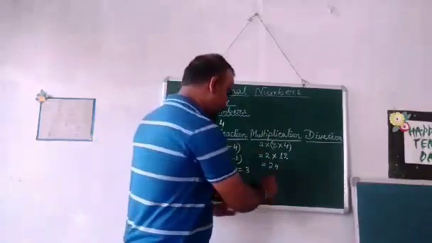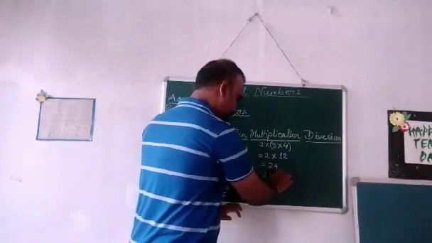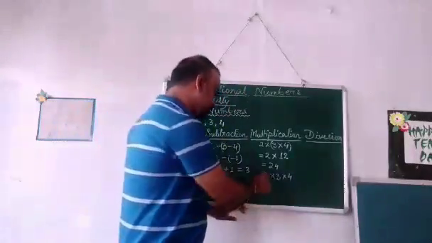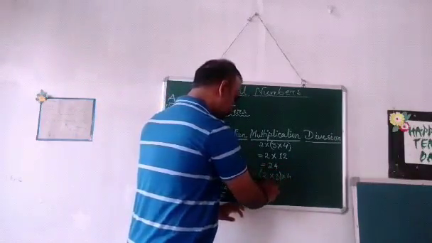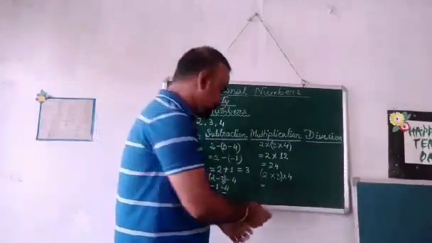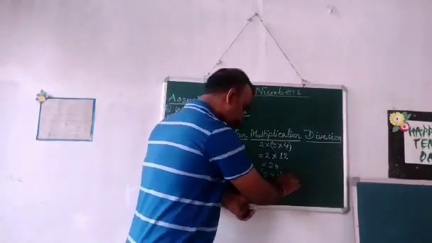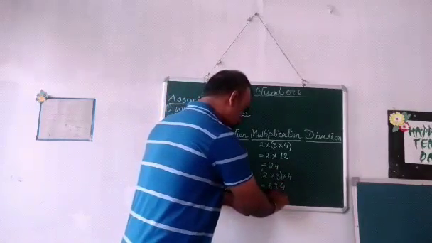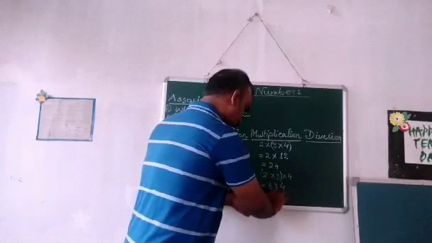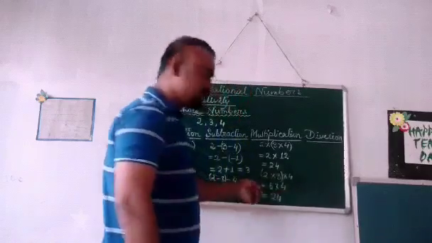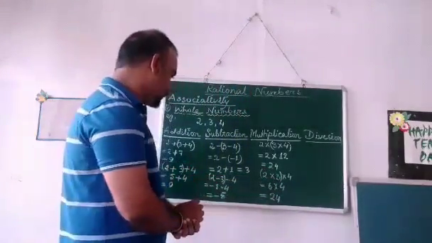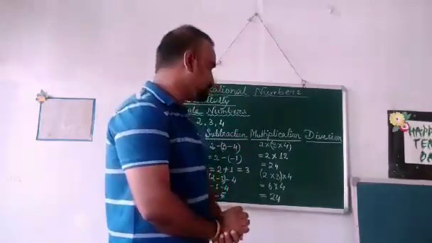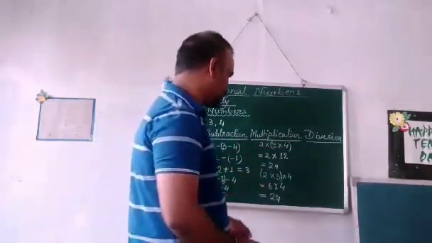Again we will write the same numbers. This time we will combine 2 and 3. 2 3s are 6. 6 into 4 gives you 24. Okay. Now in multiplication both the answers are same. Let us go to the division.